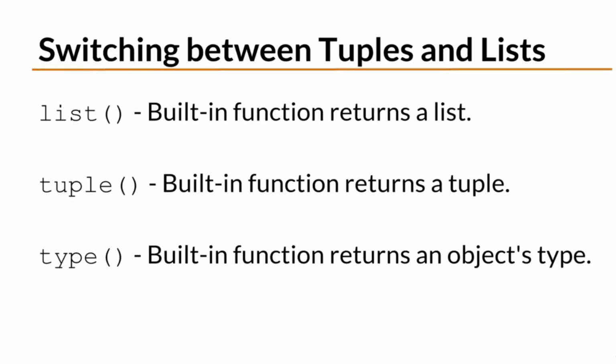To create a list from a tuple, use the list built-in function and pass in the tuple. To create a tuple from a list, use the tuple built-in function. The built-in function type reveals an object's type.